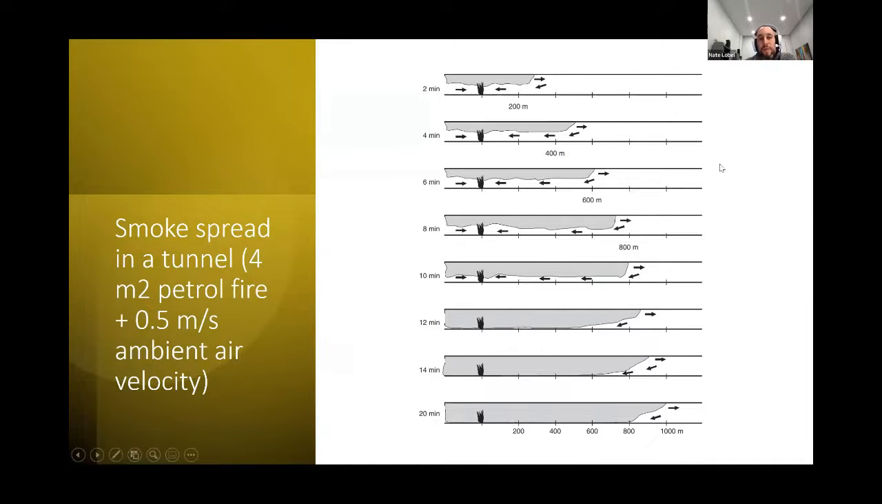This is a little figure from the Handbook of Tunnel Fire Safety, just to show how quickly smoke can spread and stratify. It's a 4 meter squared oil pan fire, half meter second of air velocity, and within 10 minutes, it's 800 meters downstream. So we have a lot of things to deal with here in terms of occupant evacuation and fire brigade intervention, in terms of managing this smoke spread.